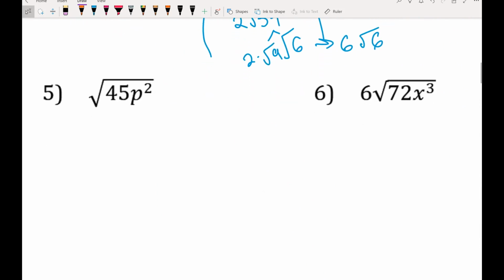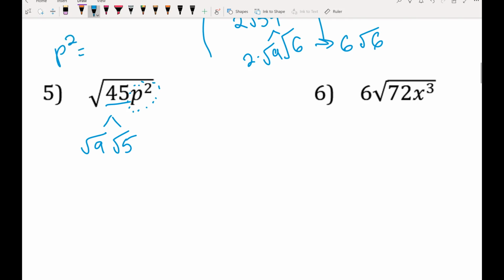For number 5 and number 6, the process is the exact same, only we need to watch out for our variable terms now. So I could still ask myself, is 45 a perfect square? The answer to that is no. But if I break it up into 9 times 5, 9 is a perfect square, so that works. And I also want to ask myself, is p squared a perfect square?